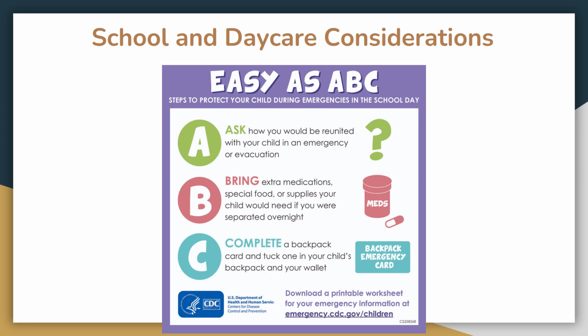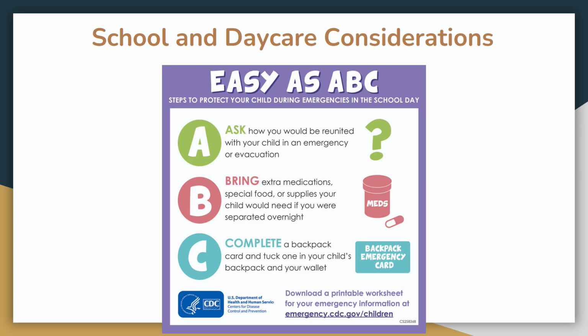So it's really as easy as ABC. These are things that you need to include in your family plans. So first is ask. You should be talking to your school or your daycare provider, and you should find out what their plans are. Where's their reunification spot, and how would they communicate with you? Ask how often they review the safety plans, and get involved and advocate for your child. Once you know what the school plan is, be sure to incorporate it into your family plan accordingly.